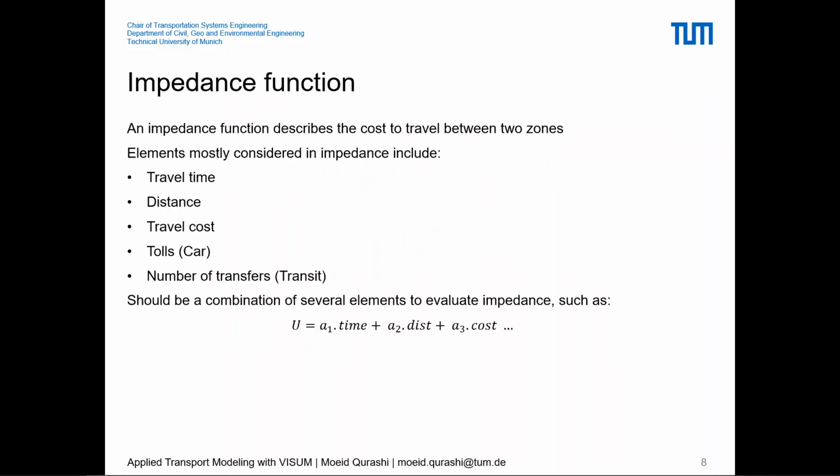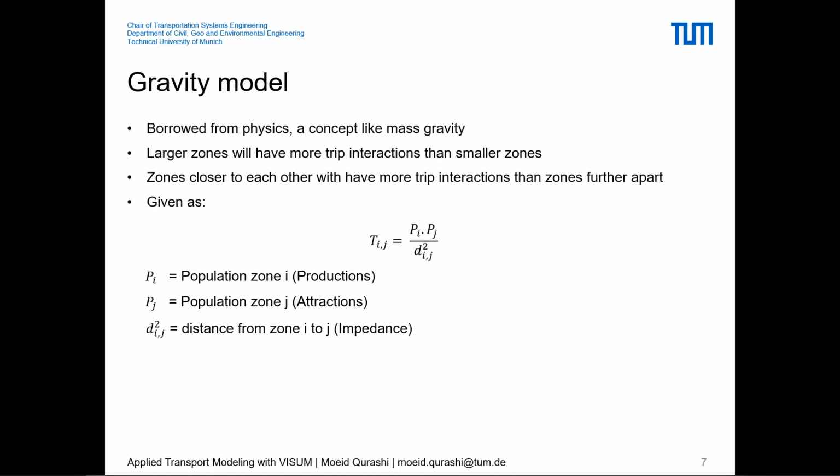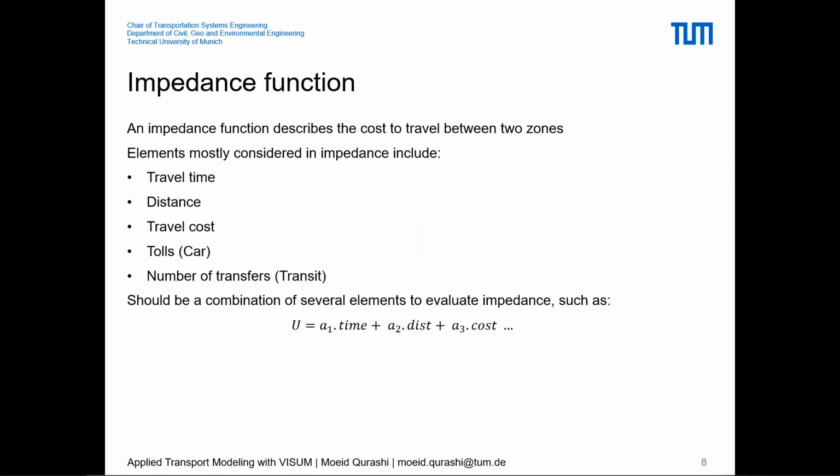The second thing is an impedance function. This is a concept similar to the gravity model: in a normal gravity concept, two masses would have a distance between them, right? This is a direct distance in terms of physics, but in travel modeling this is not a straight distance. It has to be the impedance, or the resistance, of traveling between two zones, and this is calculated using an impedance function.